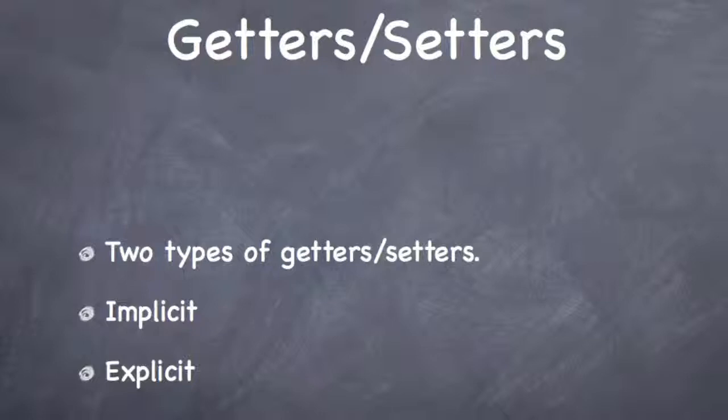Encapsulation uses getters and setters. Getters and setters are methods used to get and set object properties. This prevents users from directly accessing object properties. There are two types of getter-setter methods, implicit and explicit.